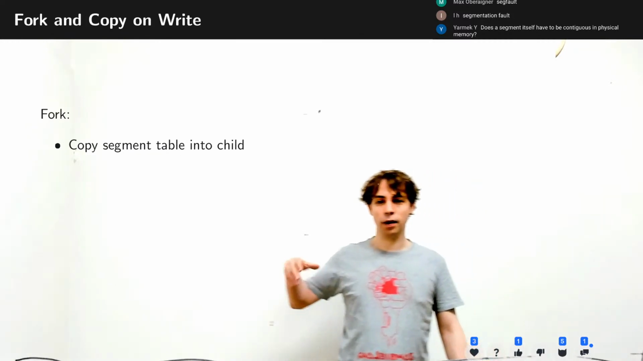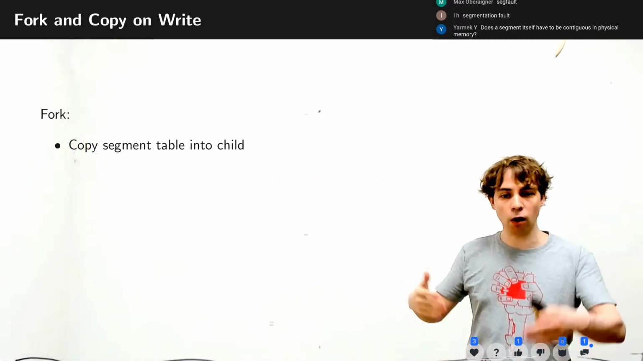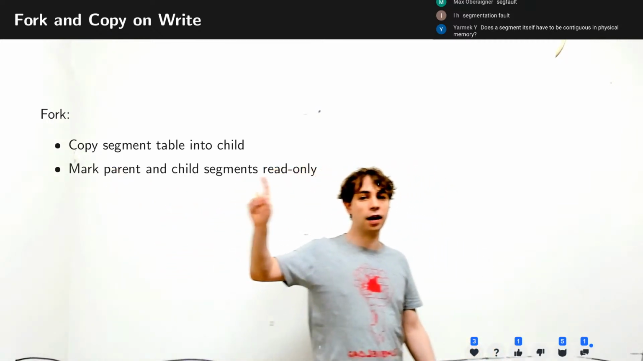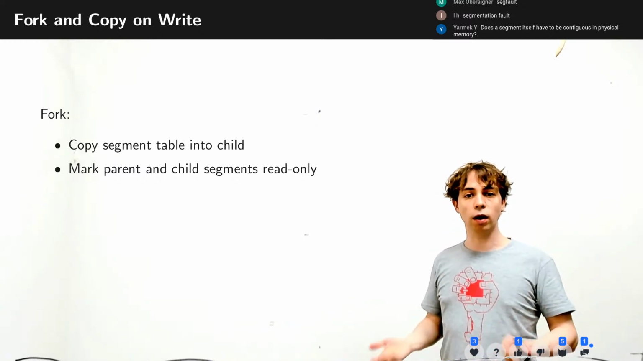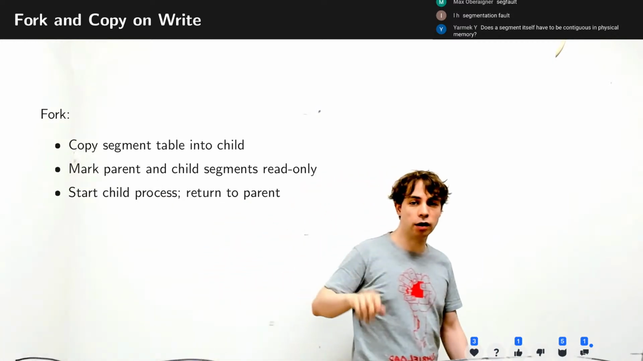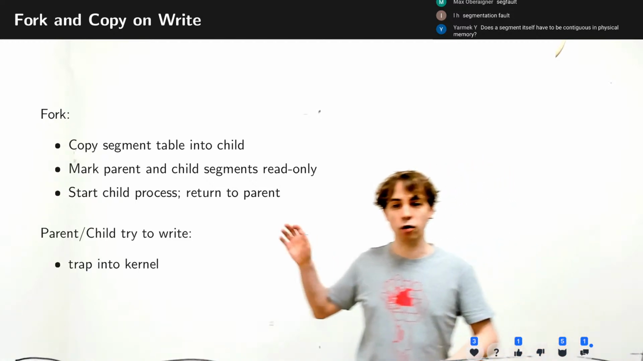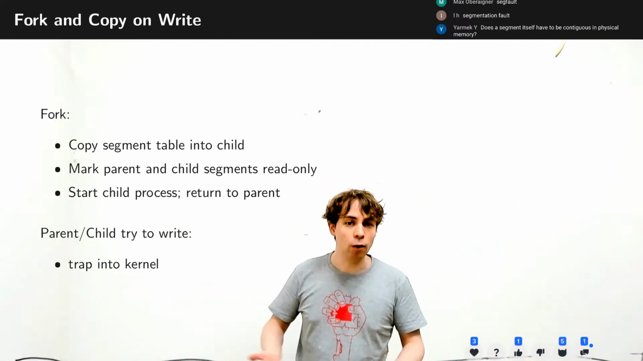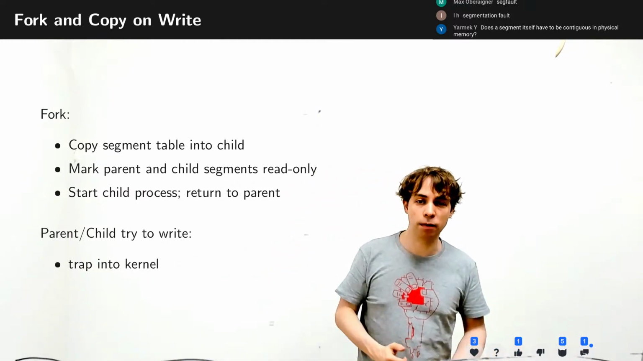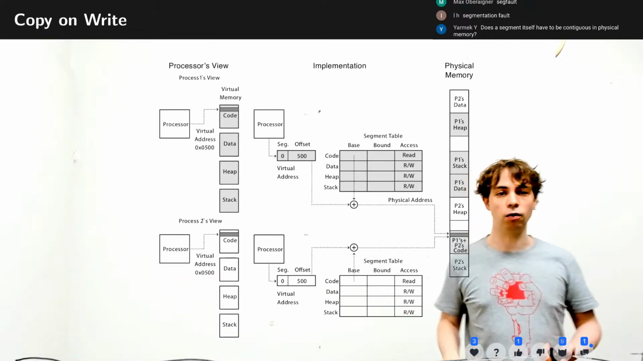How does this work? When we call fork, we copy the segment table into the child, the entire segment table with all the base and bound values. We mark in the parent and the child process these segments as read-only, so that no one can write to it anymore. Then we start the child process and we return to the parent, and both of them run. As soon as one of them tries to write, it's read-only, we get a segmentation fault which traps into the kernel, it jumps into the interrupt handler for the segmentation fault. And there we make a copy of the segment and then continue.